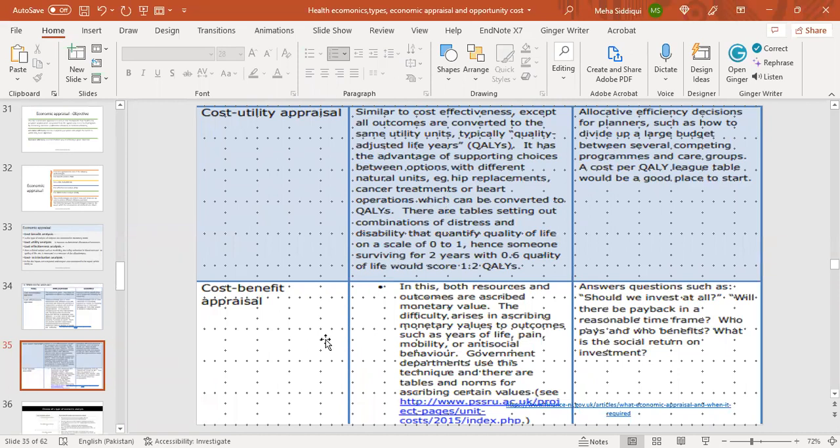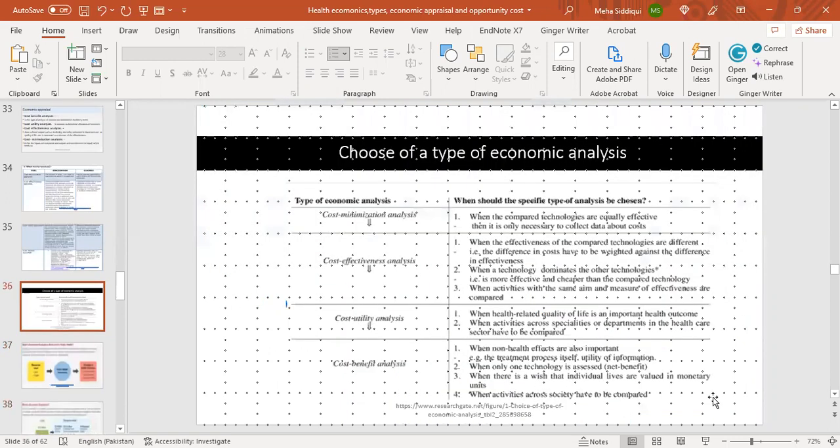Then comes cost benefit appraisal or analysis. In this, both resources and outcomes are ascribed monetary value. The difficulty arises in ascribing monetary values to outcomes such as years of life, pain, morbidity, or antisocial behavior. Government departments use this technique, and their tables and norms for different values are given in this link. So it answers questions such as, should we invest at all? Will there be a payback in a reasonable time frame? Or who pays and who benefits? What is the social return on investment? So all resources and outcomes are ascribed monetary value in this analysis.